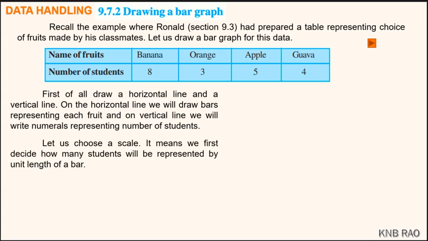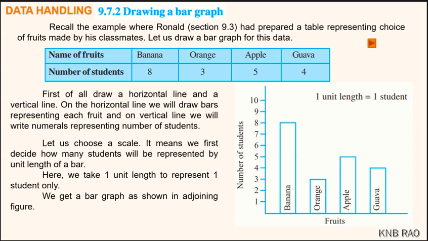Here on the horizontal line we will draw bars representing each fruit, and on the vertical line we will write numerals representing the number of students. Let us choose a scale, which means first we decide how many students will be represented by unit length of a bar. Let us consider 1 unit length on the vertical bar is equal to 1 student, and we get the bar graph as shown here.